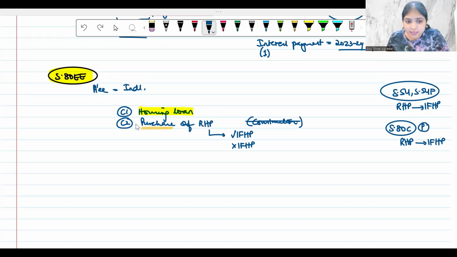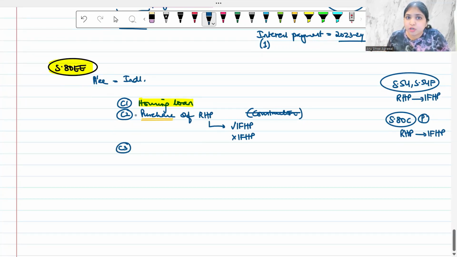Then comes your third condition. Condition number 3, you borrowed a housing loan. Who is the lender? From whom did you borrow this housing loan? You should have borrowed this housing loan either from a bank or from a housing finance company.